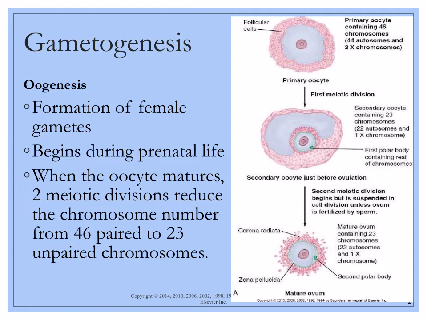Our first slide here, we can see the gametogenesis, which is the formation of the female gametes beginning during prenatal life. When the oocyte matures, two meiotic divisions reduce the chromosome pair from 46 pairs to 23 unpaired chromosomes.